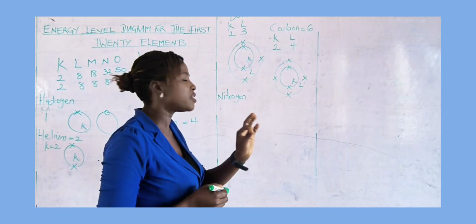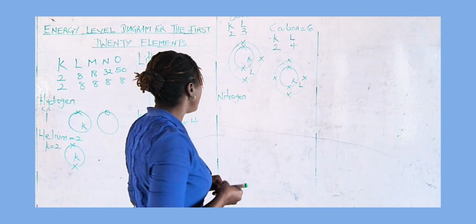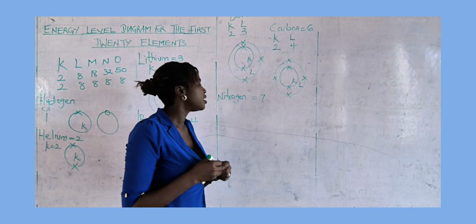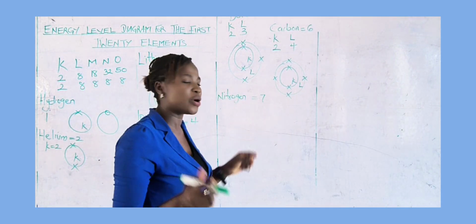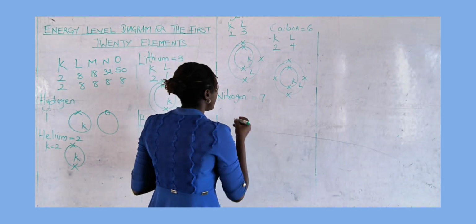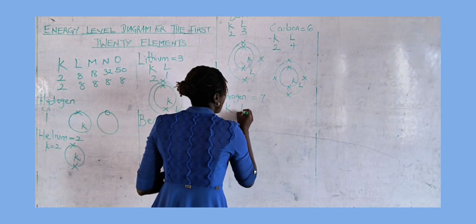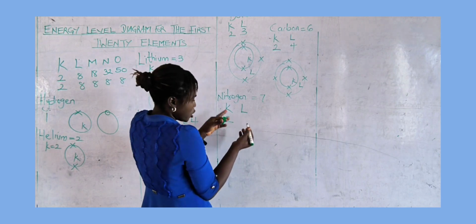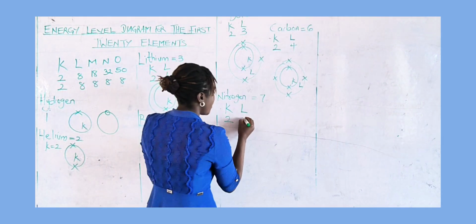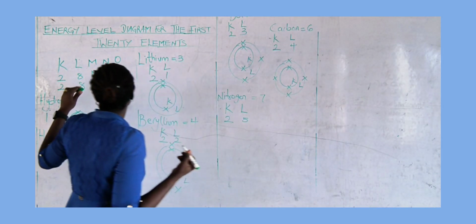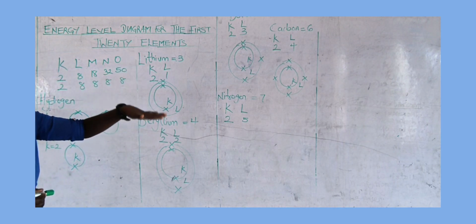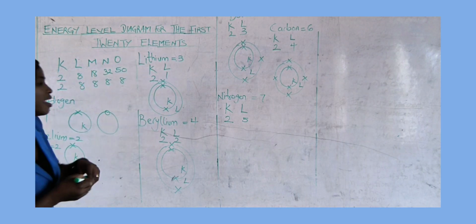Nitrogen is the 7th element on the periodic table. So we have nitrogen with an atomic number of 7. To show the diagrammatic representation, we have our K and we have our L. So that is 2. What will remain? That is 5. Remember, I told you that your L can contain a maximum of 8 electrons. So that is why we are still filling our L.